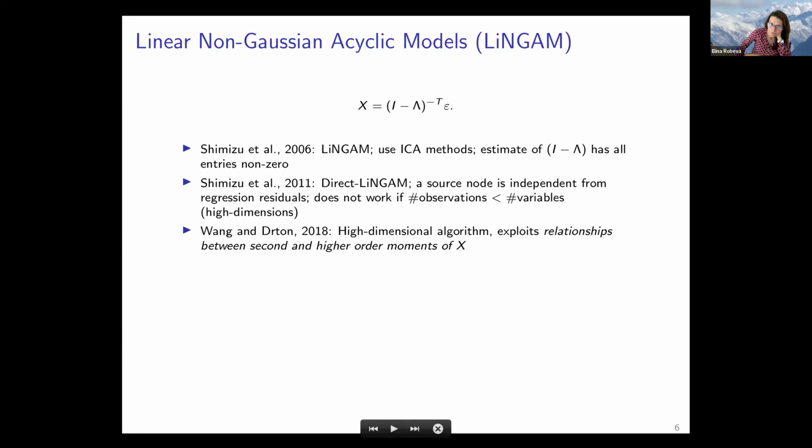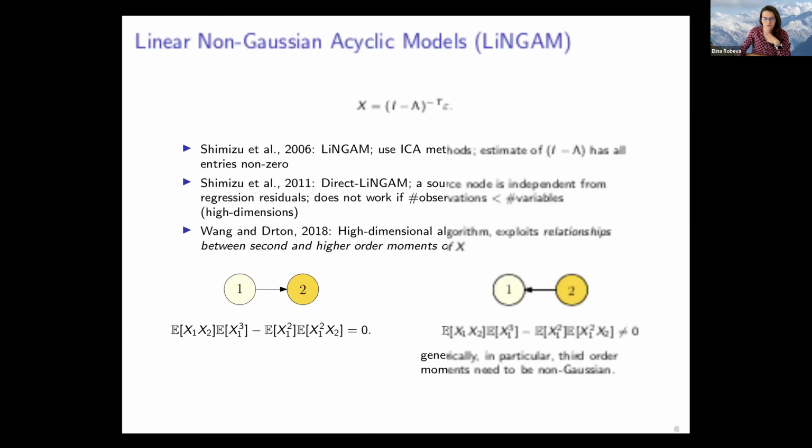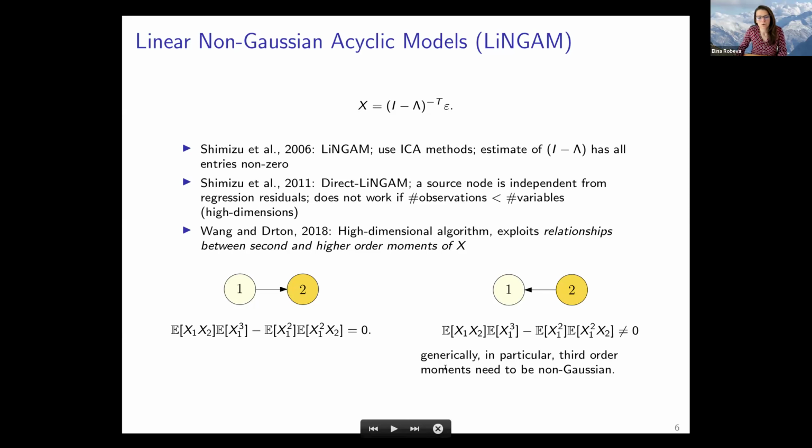And one of the most recent ones that are also successful in higher dimensions is this algorithm of Wang and Drton in 2018, which actually exploits relationships among the second and higher moments of the vector X. And so I think this is a very nice explanation of why the non-Gaussianity works. So the two graphs, 1 causes 2 and 2 causes 1, are Markov equivalent. So if you're Gaussian or general, you can't actually distinguish these two from observations.